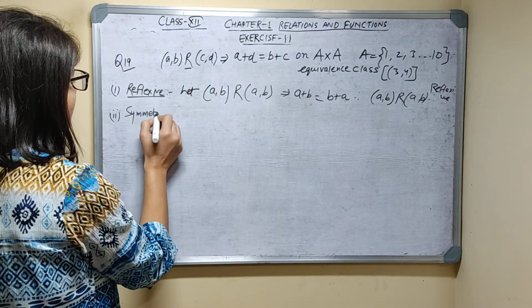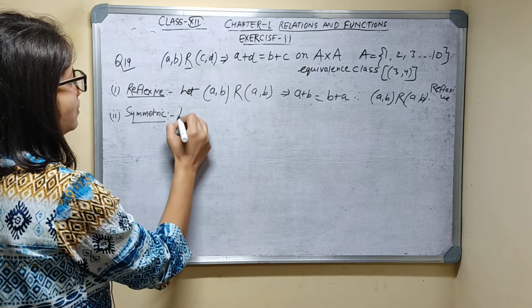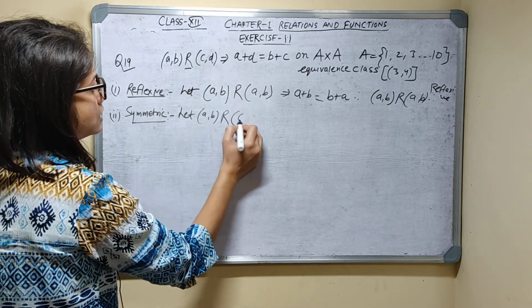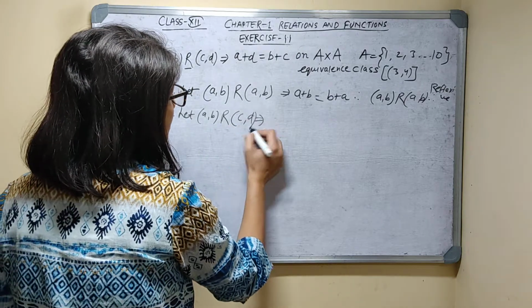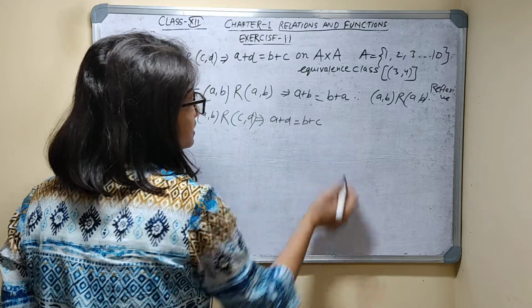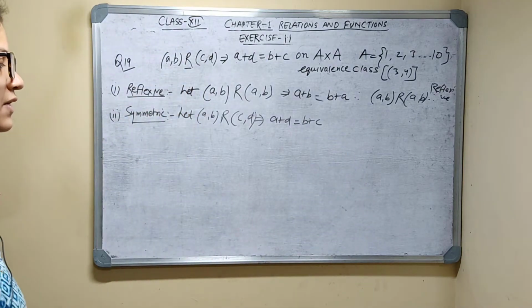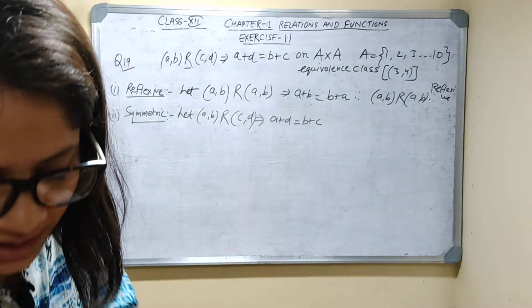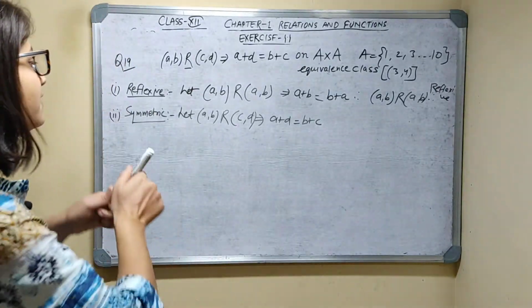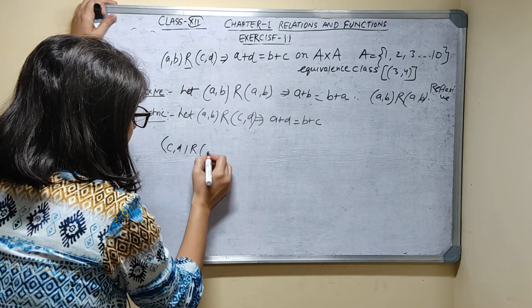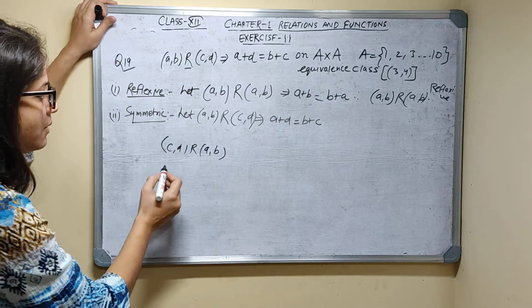Second part is symmetric. We have to prove that this relation is symmetric. How will we do? Let (a, b) be related to (c, d), then you will write a plus d is equal to b plus c. If (a, b) is related to (c, d), you want (c, d) to be related to (a, b).